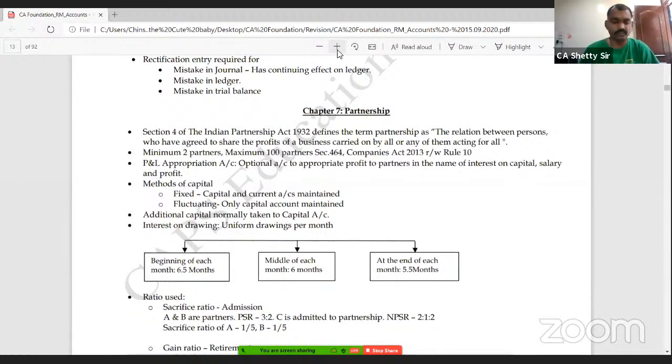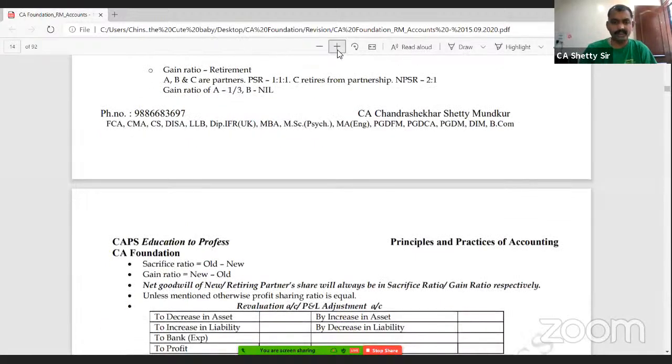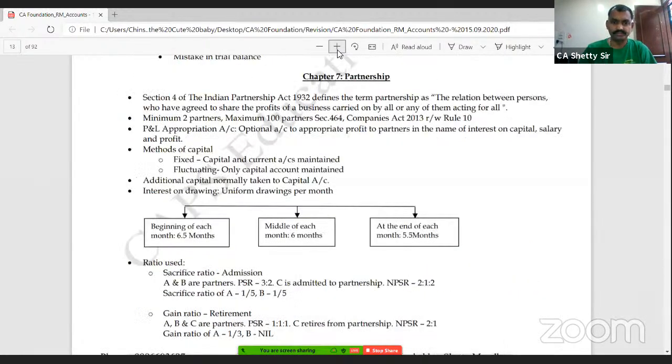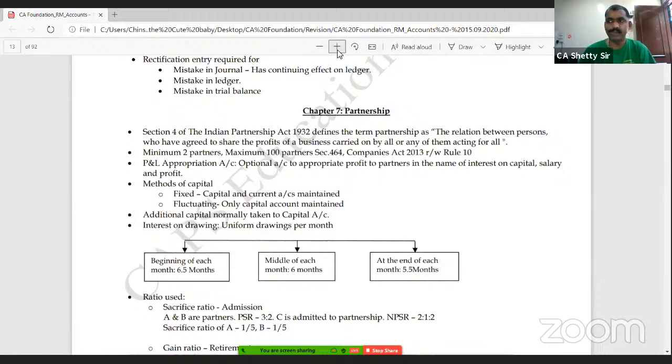Okay. So small b, optionally prepare P&L appropriation account. It is not compulsory. It is only optional. Prepare what? P&L appropriation account for distributing profit, salary, etc., to partners.